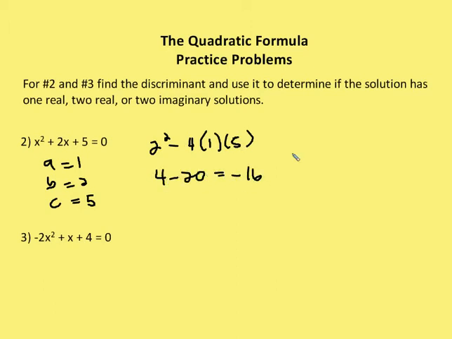That equals negative 16. Now recall from the prior lesson that if I have a discriminant that's less than 0, then I have 2 imaginary solutions. So 2 imaginary solutions.